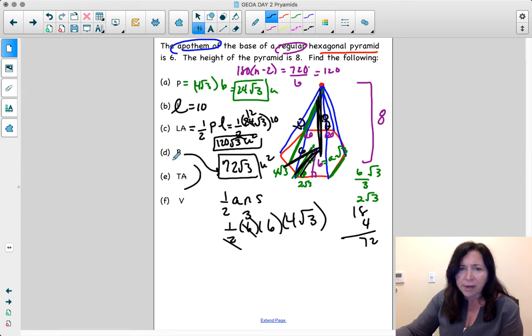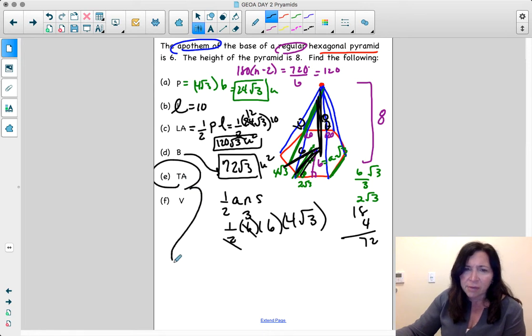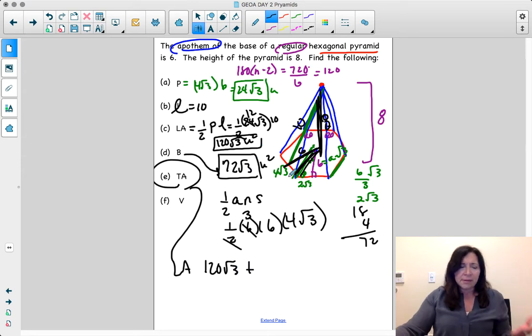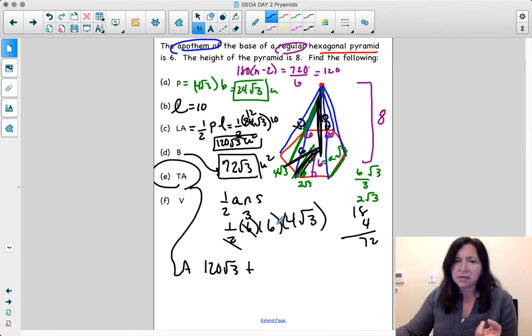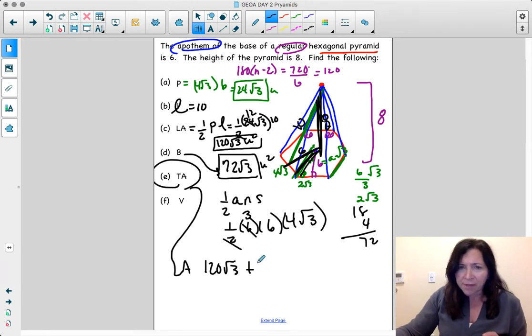My total area is going to be my lateral area, which is 120 root 3, plus the area of one base. Now remember, in the last problem, we had 2 bases. But in this problem, we have one base area, which is 72 root 3. So it'll be 192 root 3 units squared.